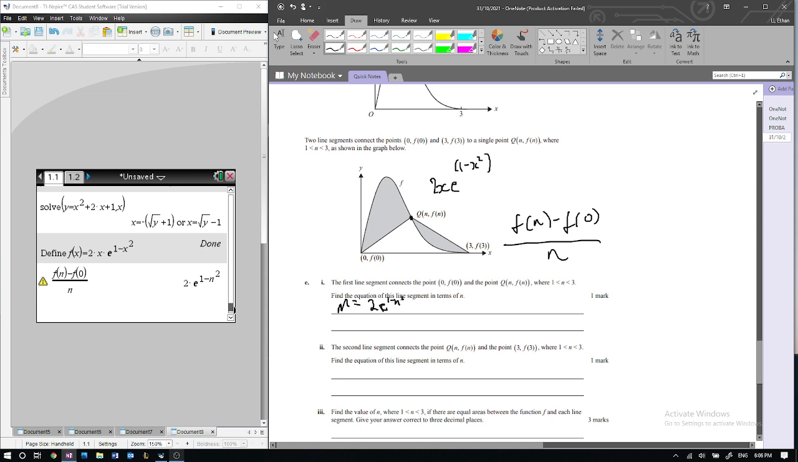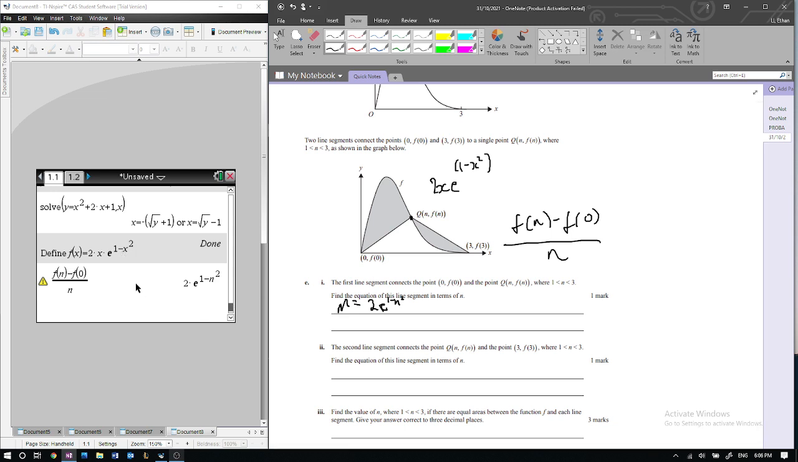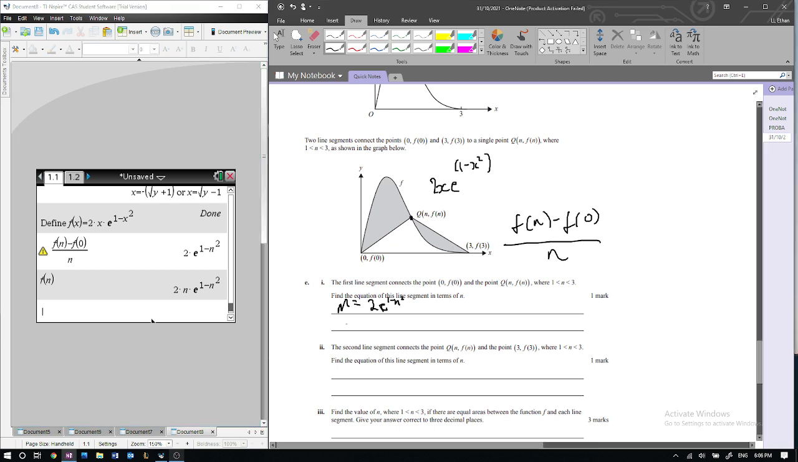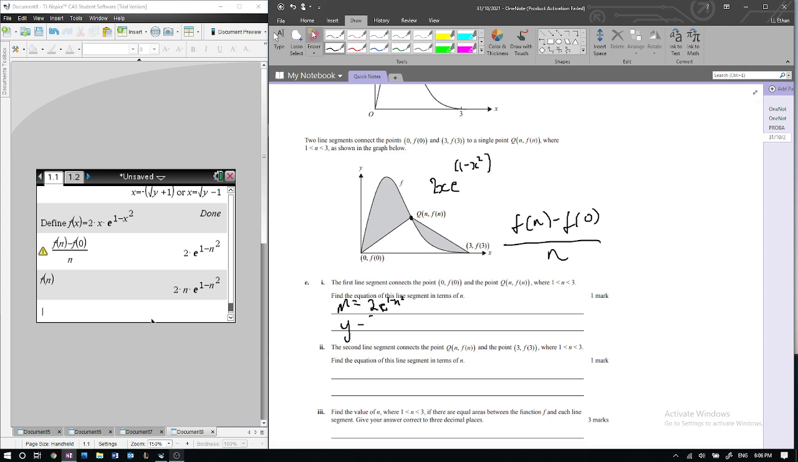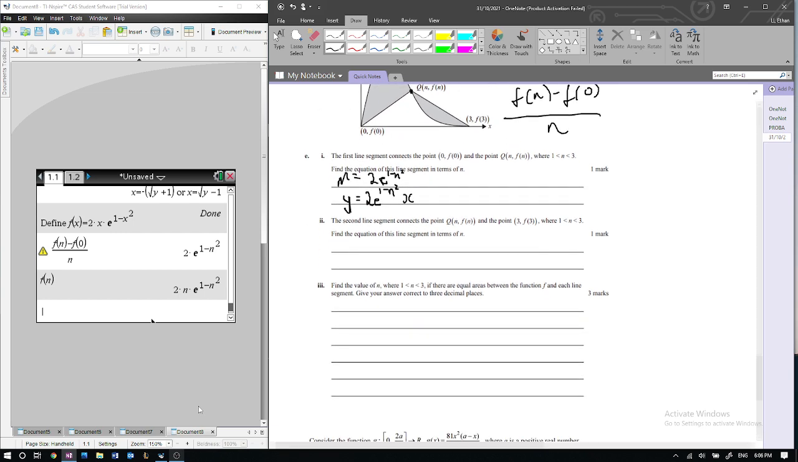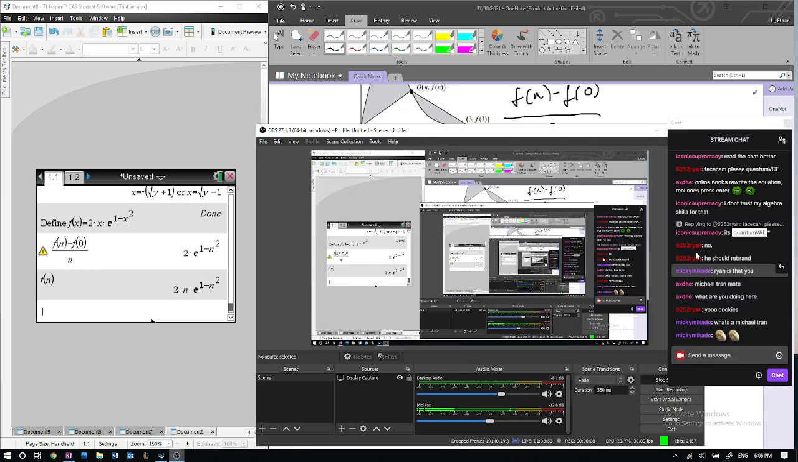And then I need the coordinates, and it gives you the coordinates, n and f(n). We just want to see what f(n) is. So to find my equation, y minus... oh, I could just use 0. 0 would be much easier, wouldn't it? So y is equal to 2e to the 1 minus n squared, times x. So there's equation 1.